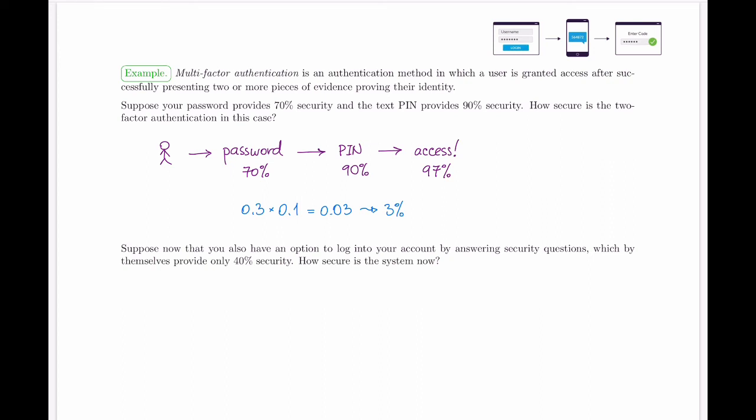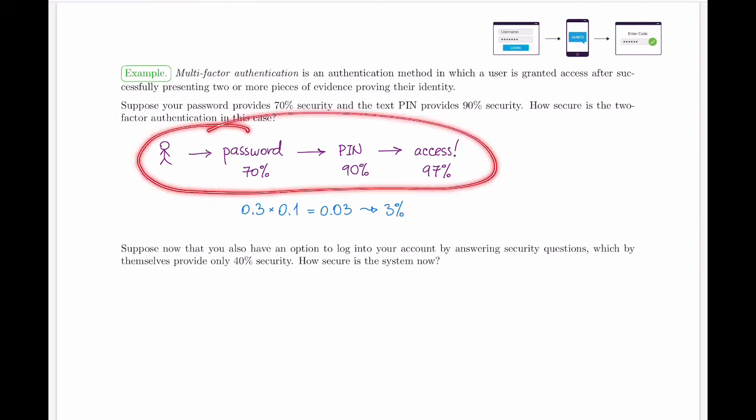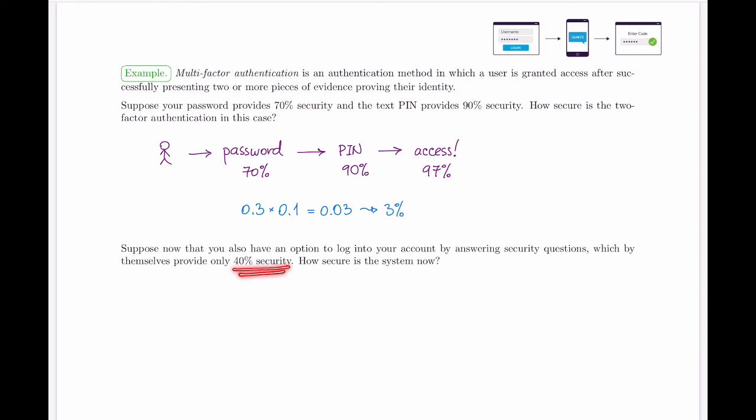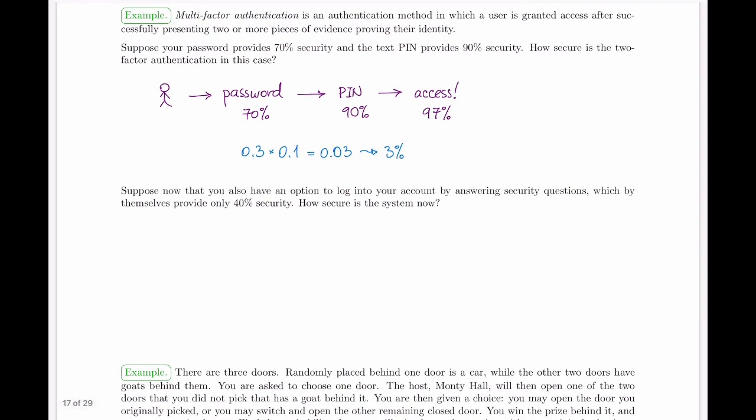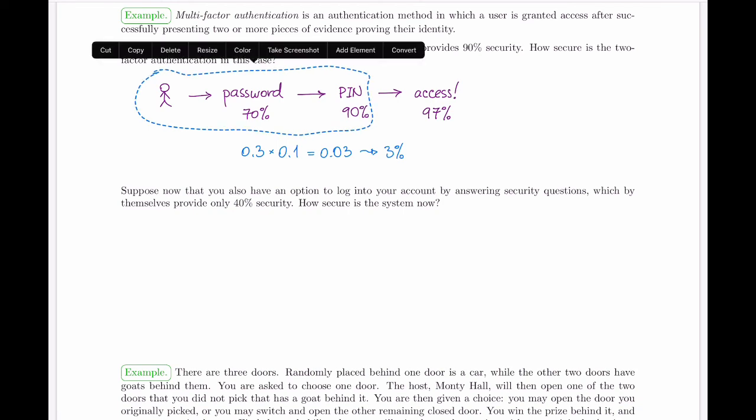Now, we also notice a lot of the times that you have an option of logging into your account directly, or maybe you can press the I forgot my password button and the system will send you to answer security questions that are sort of by design not very secure. So we're going to assume that you can either access the system this way or you can provide answers to security questions, in which case those ones are only 40% secure.